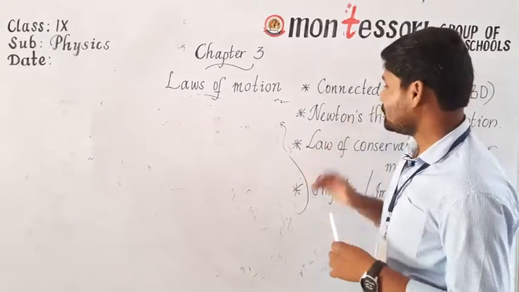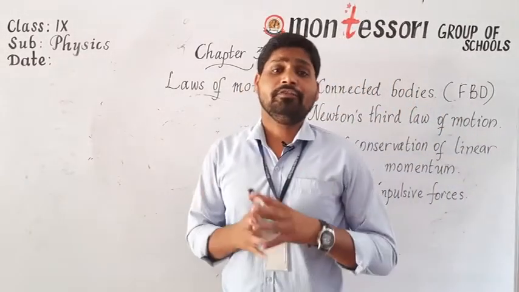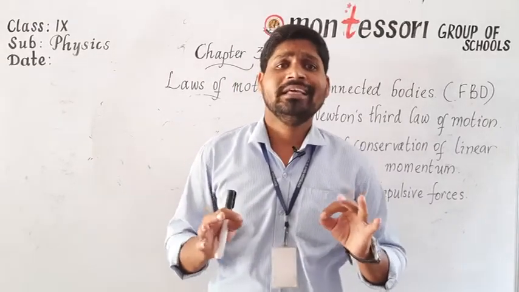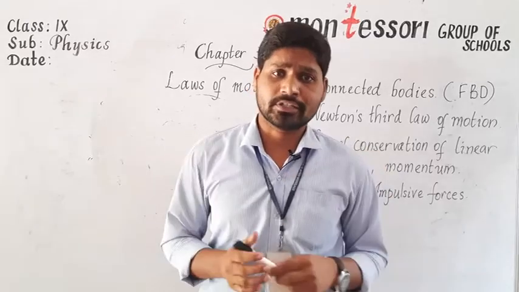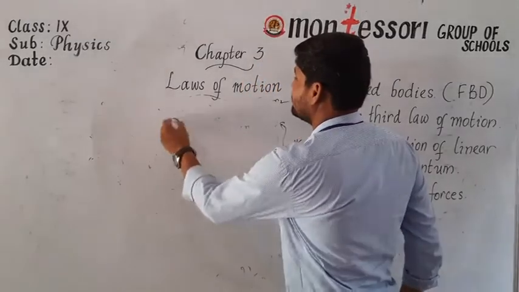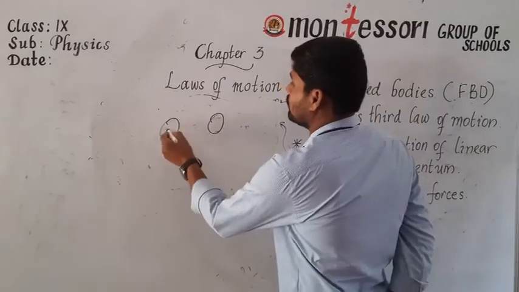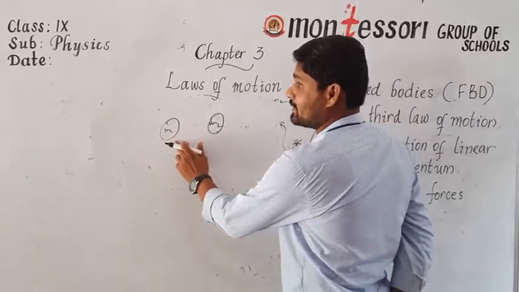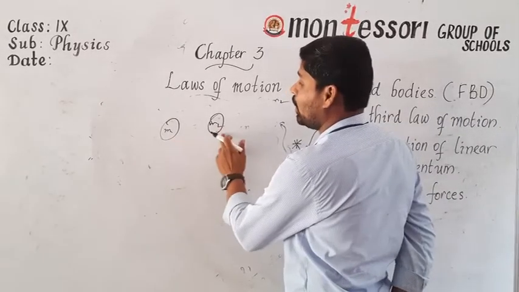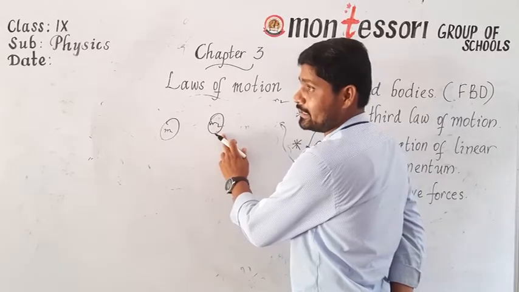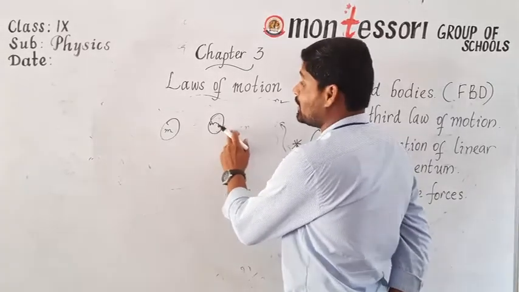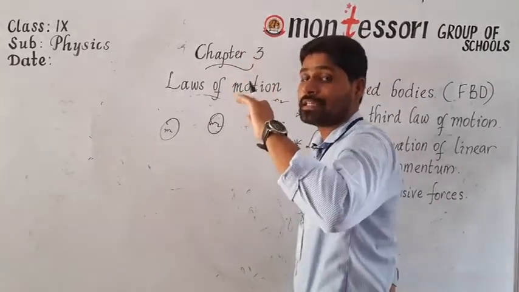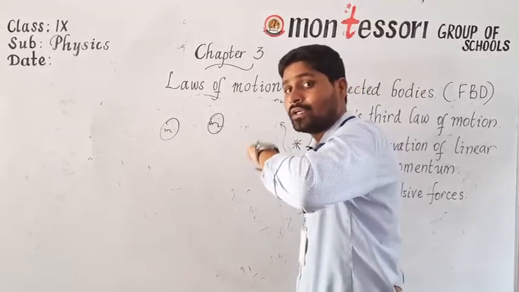So what is Newton's third law of motion? For every action there exists an equal and opposite reaction. For example, two bodies are there, let them be m1 and m2. The force exerted by the first body on the second body is equal to the force exerted by the second body on the first body.